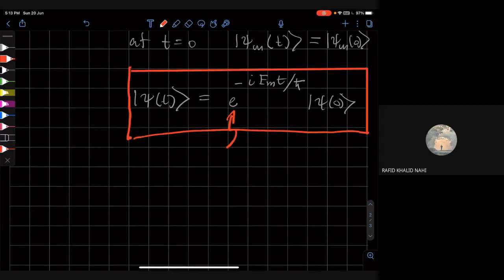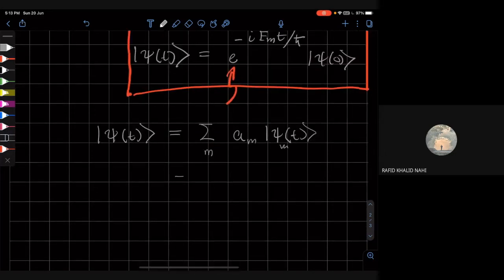So what is going to be the general state psi of t? So psi of t is going to be given by the summation over m of a_m psi m of t.